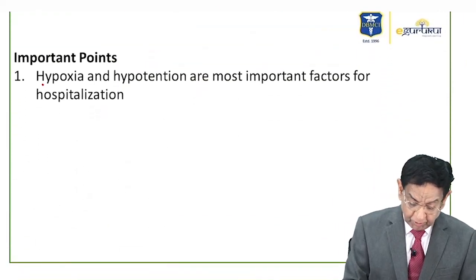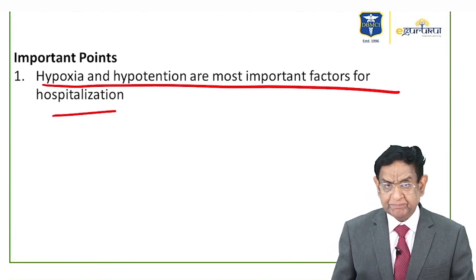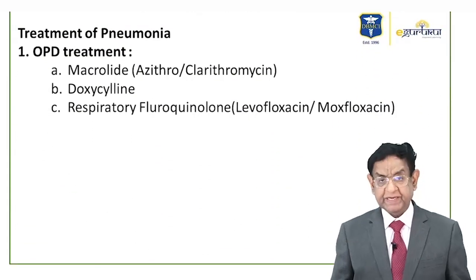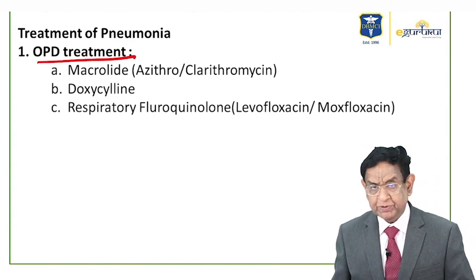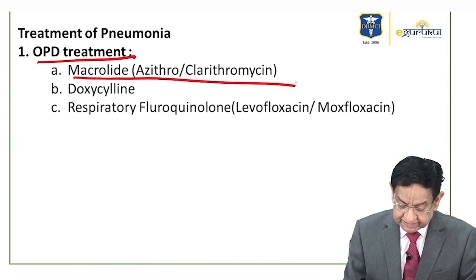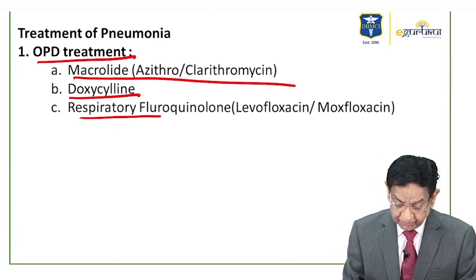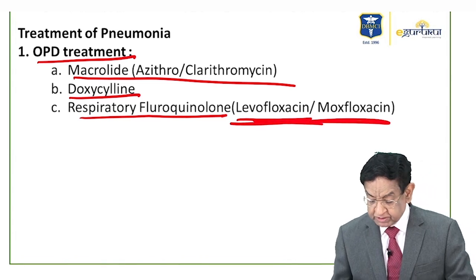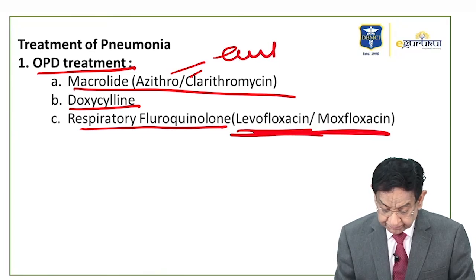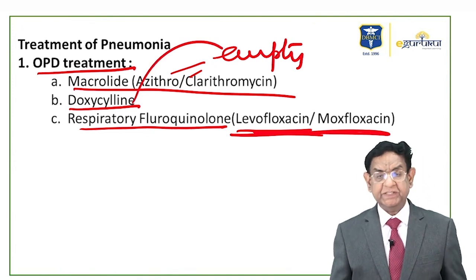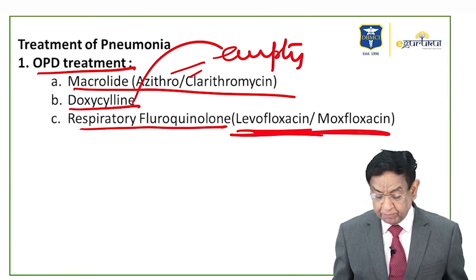Well, again, hypoxia and hypotension are the two most important reasons for hospitalization, the same as what I was telling you in the previous slide. Now, how to treat a case of pneumonia? So we are clear about it. OPD treatment: you are sitting in the OPD, the patient comes to you, you diagnose pneumonia, you can give a macrolide, azithromycin or clarithromycin. You can give doxycycline also, or a respiratory fluoroquinolone, levofloxacin or moxifloxacin. An additional point: these drugs should be given on an empty stomach, because food hampers the absorption of these drugs.